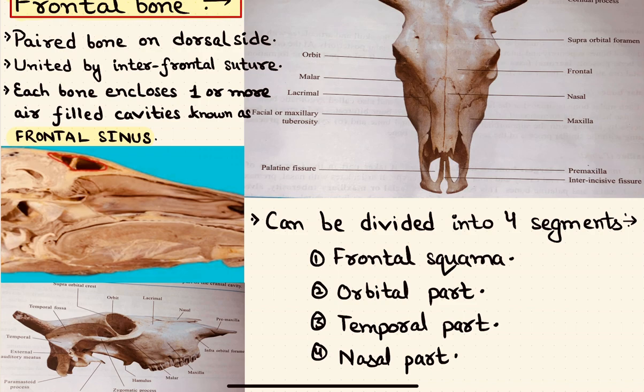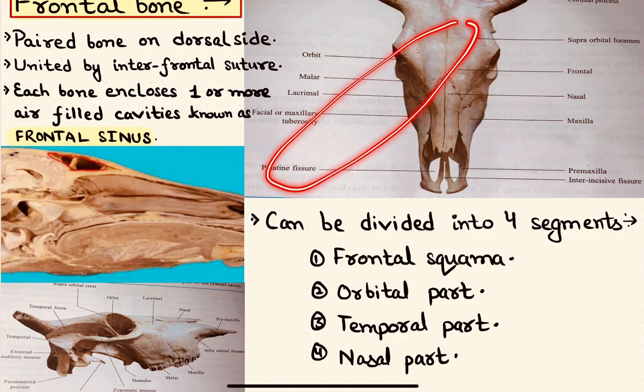In the skull we have two types of bones. The first are the cranial bones present in the cranium, and the second are the facial bones present on the face. Now the frontal bone is a cranial bone. This particular region of the skull is where the frontal bones are present, and frontal bones are paired bones. You can see there are two frontal bones on the dorsal side.